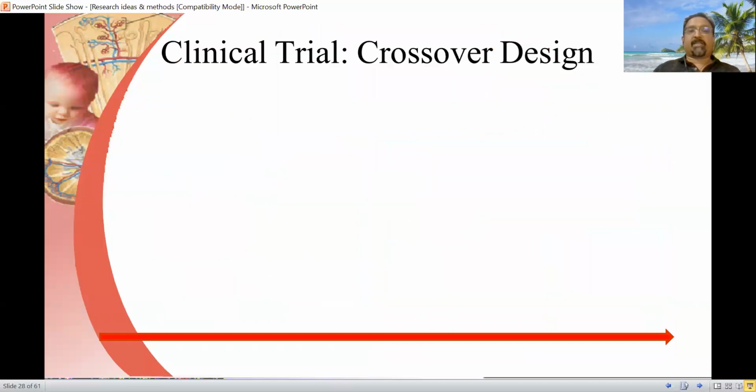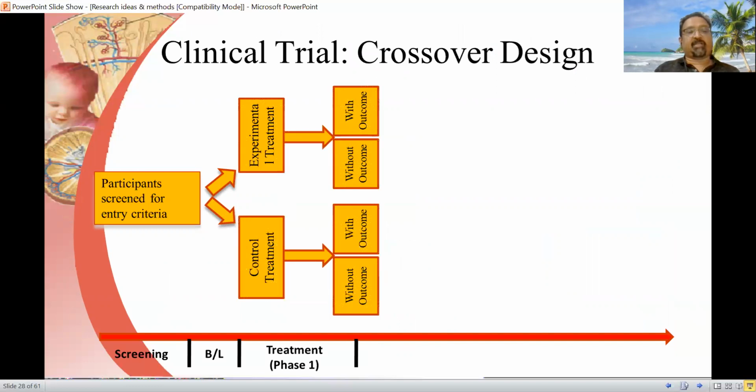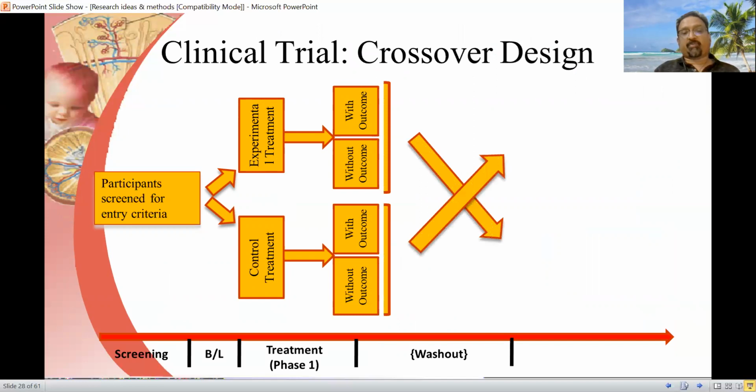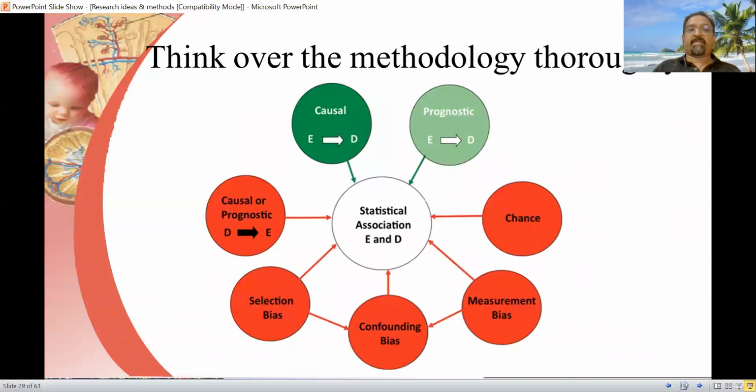Now clinical trials can be crossover trials. I am not going to tell exactly about the entire details, but the participants are screened at the time of entry for the entry criteria. So there is a clear inclusion and exclusion criteria. They are exposed to a treatment, or not exposed to a treatment, or exposed to a placebo. And there are some crossover trials also. I won't go into the full details of that.